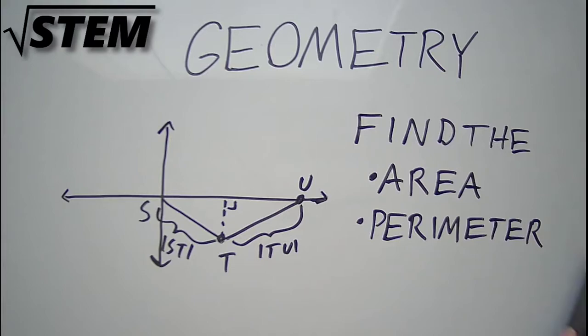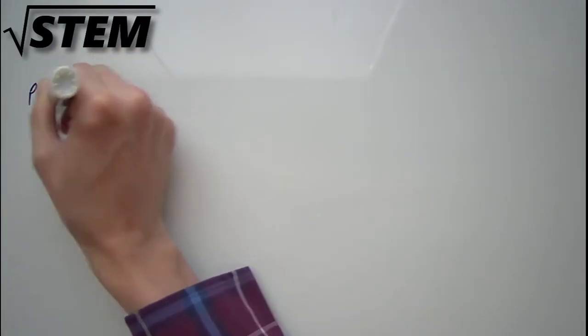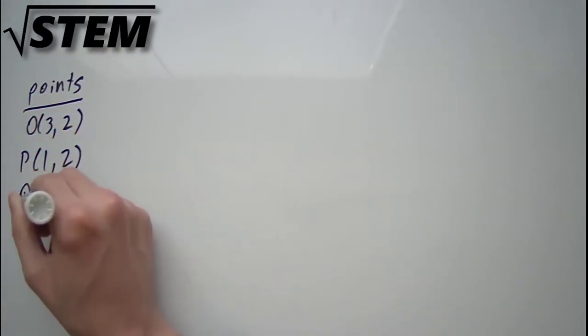Today we're going to graph some geometric figures from points and find the area and perimeter. Let's get started. So, the first thing we need to do is graph all of these points that we've been given for this shape.